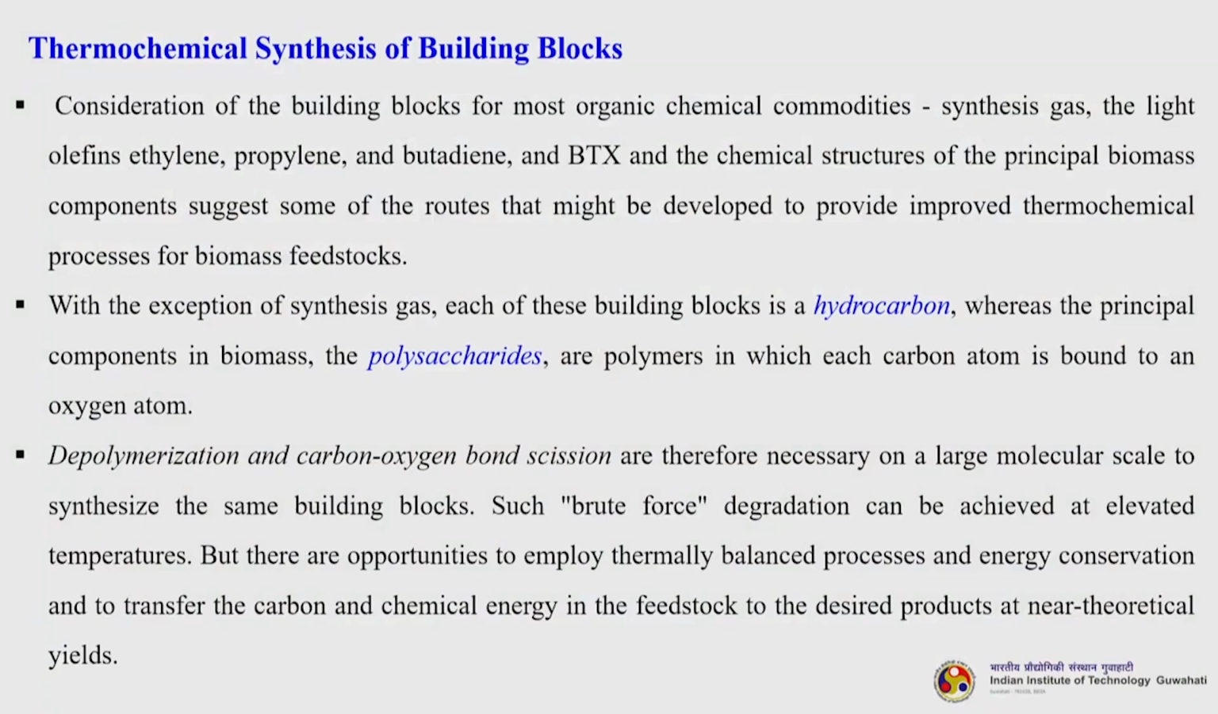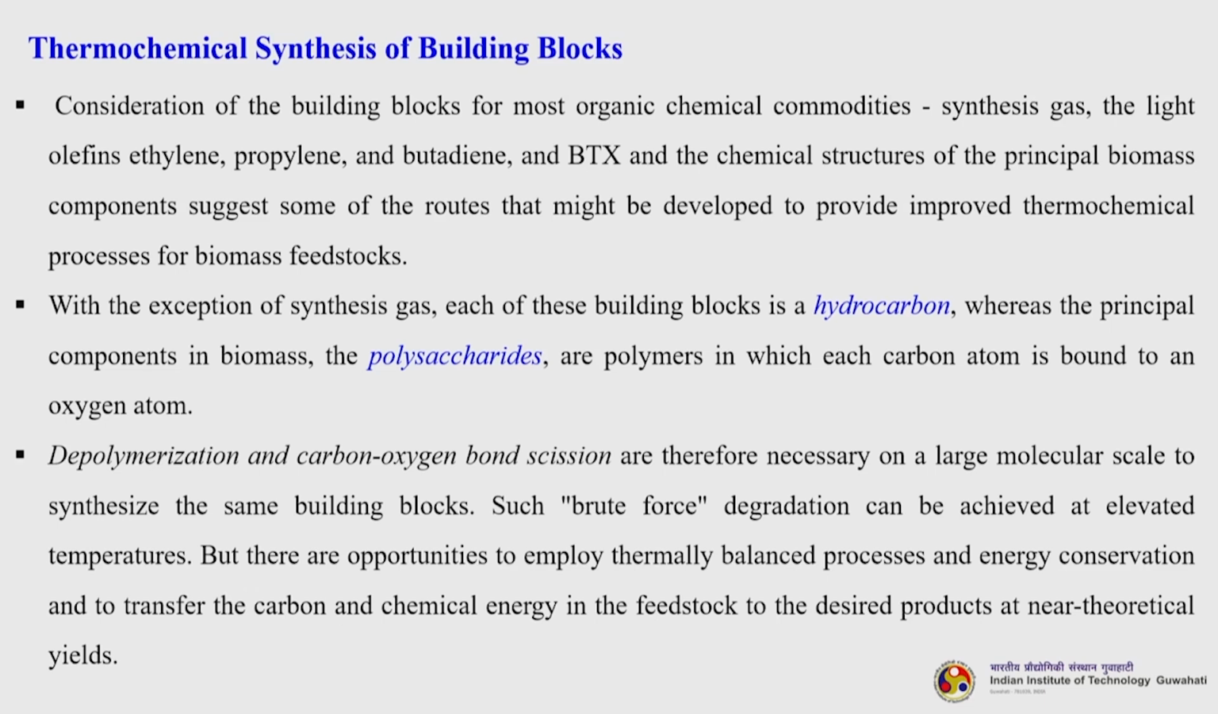So, we will see the different commodity chemicals by various routes. First, we will talk about the thermochemical synthesis. Consider the building blocks for most organic chemical commodities: the synthesis gas, the light olefins ethylene, propylene, butadiene, and BTX. The chemical structures of the principal biomass components suggest some routes that might be developed to provide improved thermochemical processes for biomass feedstocks. With the exception of synthesis gas, each of these building blocks is a hydrocarbon, whereas the principal components in biomass, the polysaccharides, are polymers in which each carbon atom is bound to an oxygen atom. Depolymerization and carbon oxygen bond scission are therefore necessary on a large molecular scale to synthesize the same building blocks.